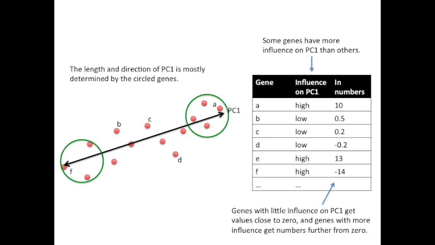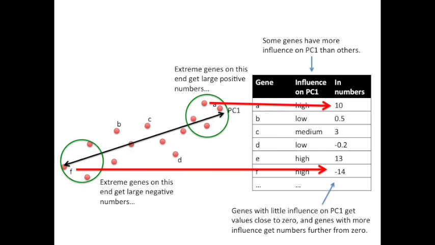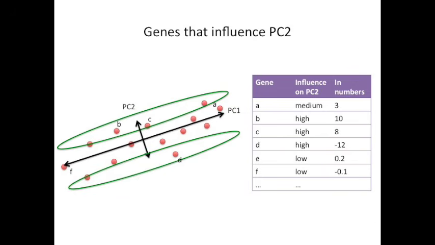We could also use quantitative scores for each gene. So genes with little influence on principal component 1 would get values close to 0, and genes with more influence would get numbers further from 0. Genes on opposite ends of the line would get similarly large numbers, but with different signs. So A might get a positive number, like positive 10, and F, because it's all the way at the other end of the line, might get a negative number, like negative 14. Similarly, we could also rank genes and how they influence principal component number 2.